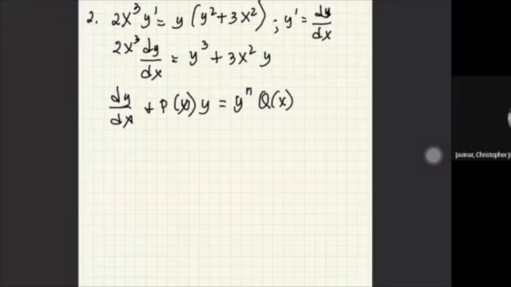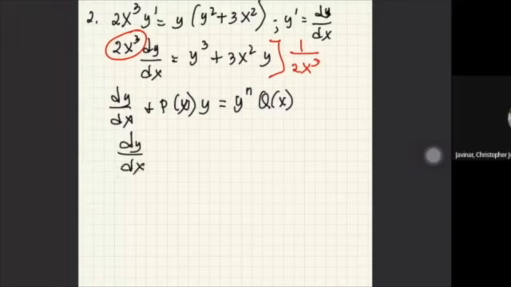So from here, meron pa tayong dapat alisin. Kaya we will multiply this by the reciprocal of that one. Yan. So, maiwan na lang dy, dx.